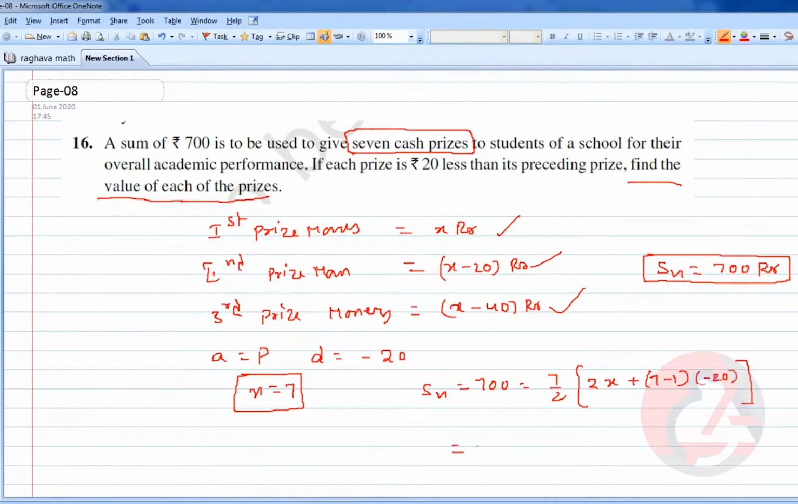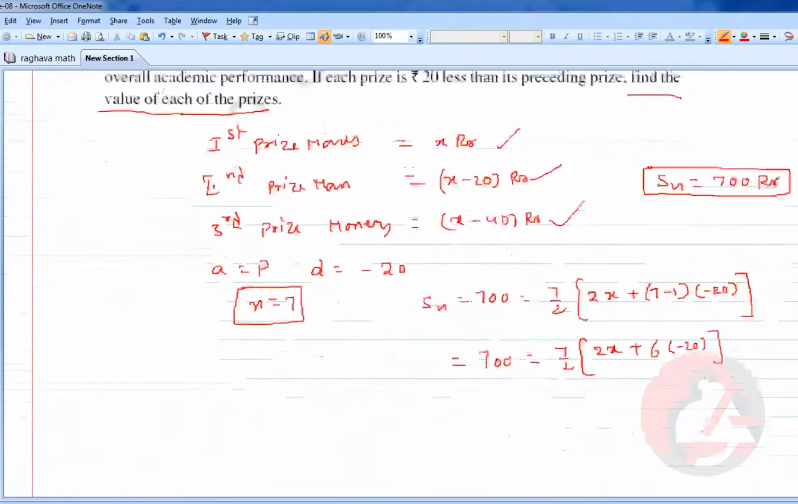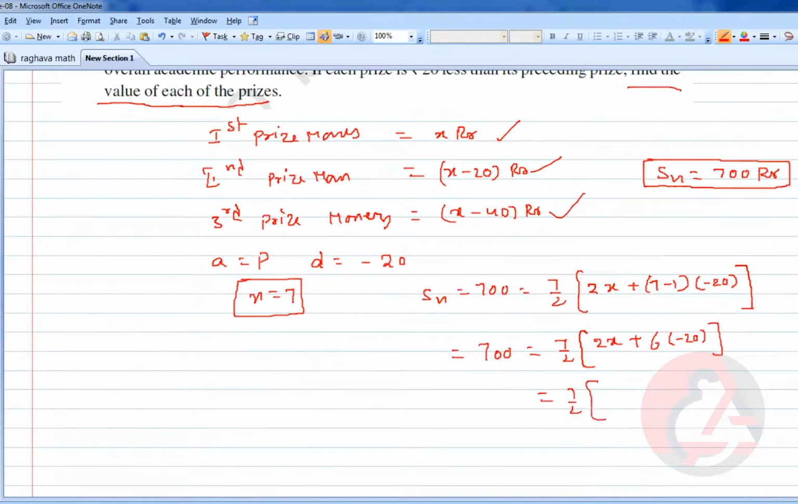This will be 700 equals 7 by 2 into (2x plus 6 into minus 20), which is 7 by 2 into (2x minus 120). So the 7 can be cancelled with 700, giving 100 equals x minus 60. So x is equal to 160 rupees. So your first cash prize is 160 rupees.